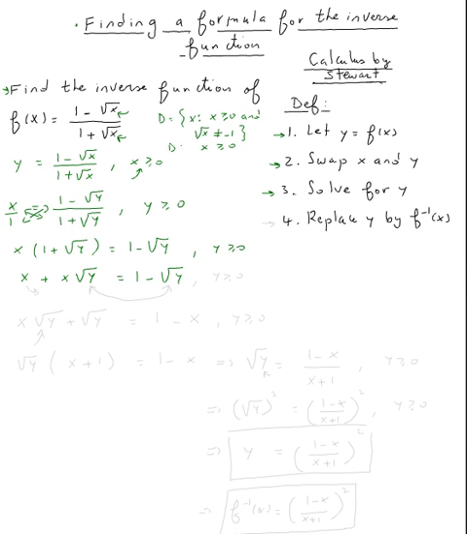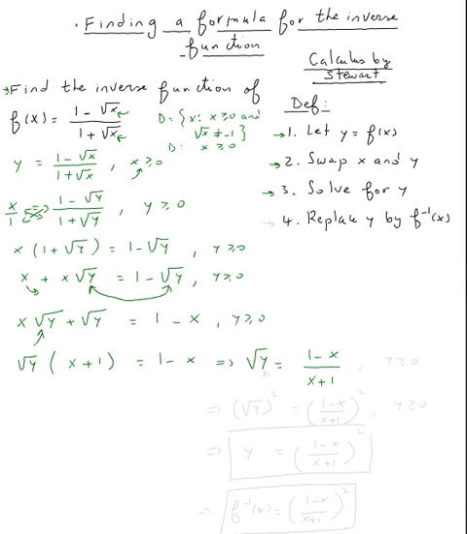Don't forget y is positive, we might need it. Now I put all the y's on the same side and everything else on the right side. So x square root of y plus square root of y is equal to 1 minus x. I'm moving x to the other side. Now I'm looking for y, so I can factor out the square root of y. Square root of y times x plus 1 is equal to 1 minus x. Now divide both sides by x plus 1 to solve for square root of y. Square root of y is equal to 1 minus x over x plus 1.